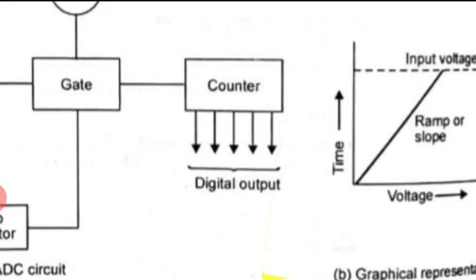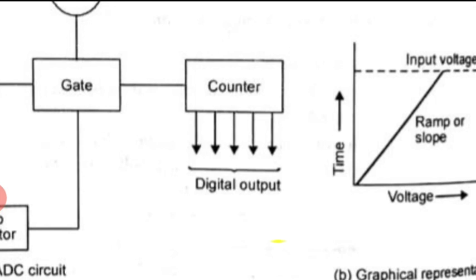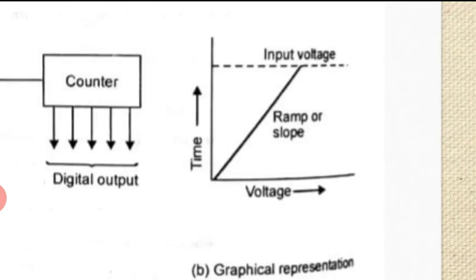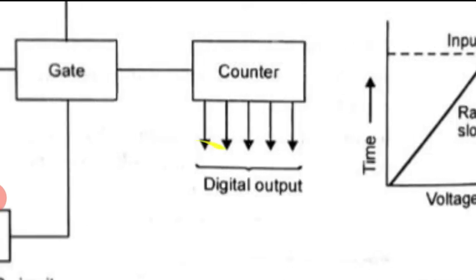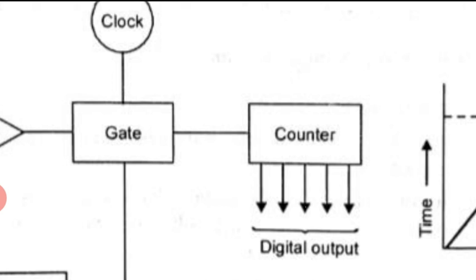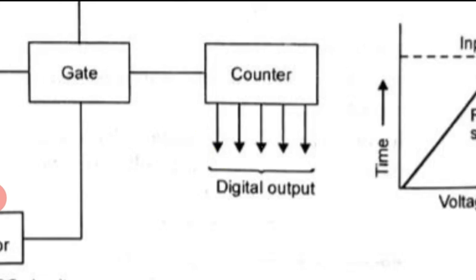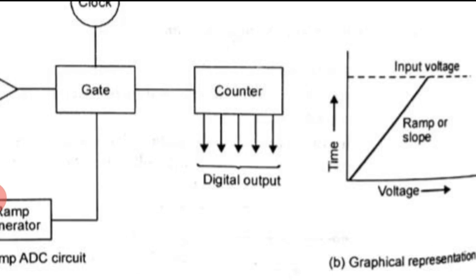If you look at the graph here, the ramp voltage versus time is plotted. The ramp takes time when compared with the analog input. With the help of this, the time taken by the ramp voltage to increase to the value of the sampled voltage is found, and it is given to the counter. The gate allows the pulses, the counter counts, and it gives a digital output.